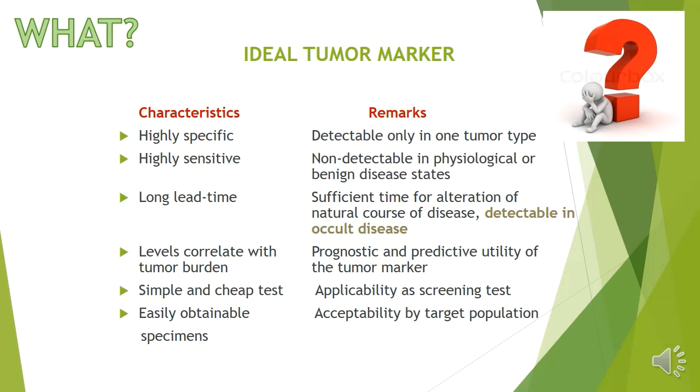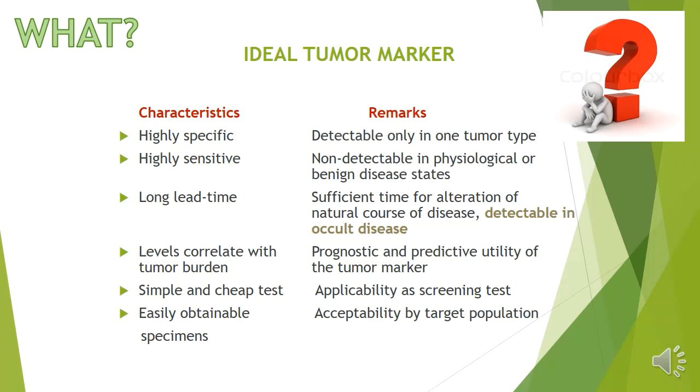Third is long lead time. That means there should be sufficient time for alteration of the natural course of the disease. That means it should be detectable in occult disease also. When the cancer is hidden, but it is going to appear soon, when it will be evident morphologically, clinically, phenotypically. Before that, even if it is hidden, and there are no symptoms of malignancy, but it is still present, at that time also the tumor marker should be able to catch it. At that time also the tumor marker should increase in the body fluid or plasma or serum, whatever is applicable.